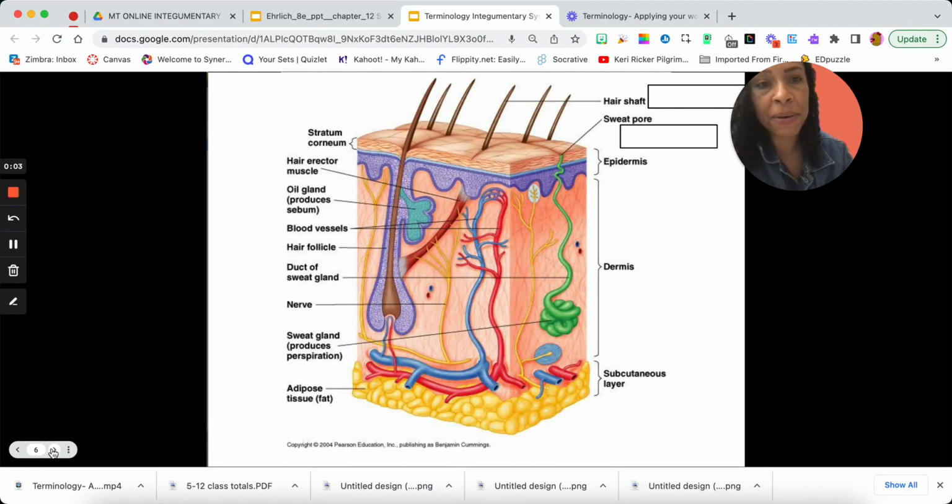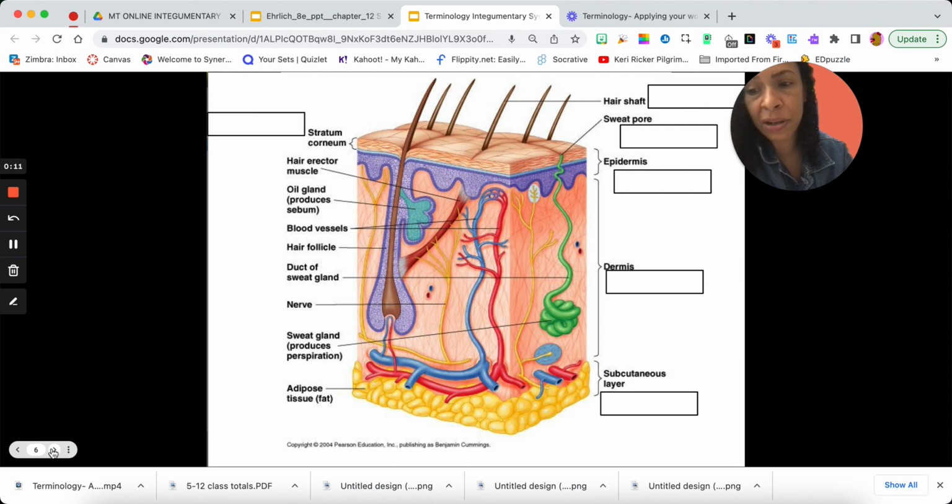Okay, I am back with another study tip for terminology. You can do this for the skin unit, but you can do this really for any terminology unit. As you see, we can see a diagram of the skin. It is labeled with full words, but you can start with a blank template.